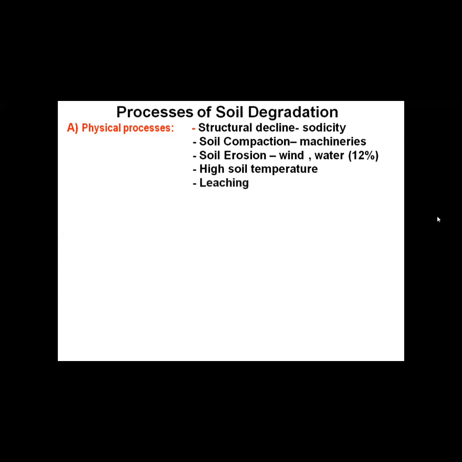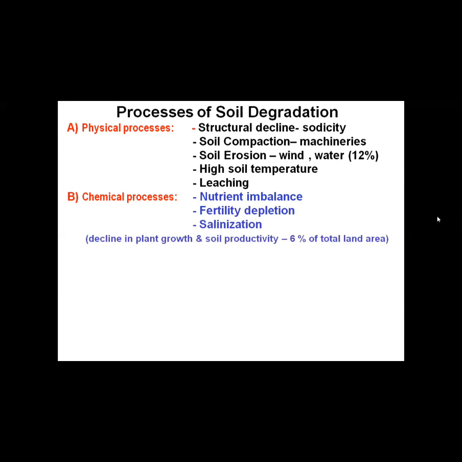Leaching from the soil, chemical processes. In this, there may be the nutrient imbalance, there may be the fertility depletion, salinization, decline in the plant growth and soil productivity. 6% of the total land area is due to the decline in the plant growth and soil productivity by the salinization. Sodicity, which occurs due to the accumulation of the insoluble salts within the soil.